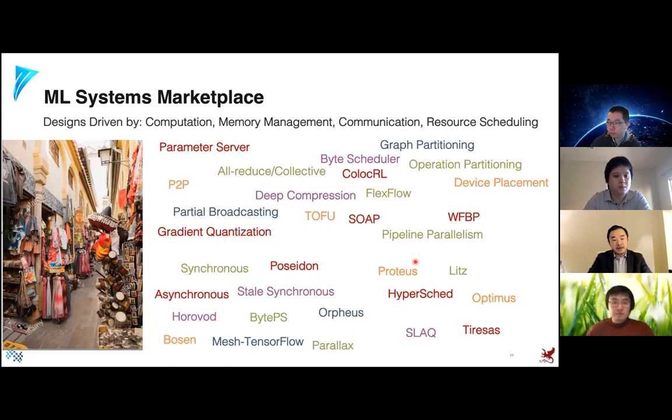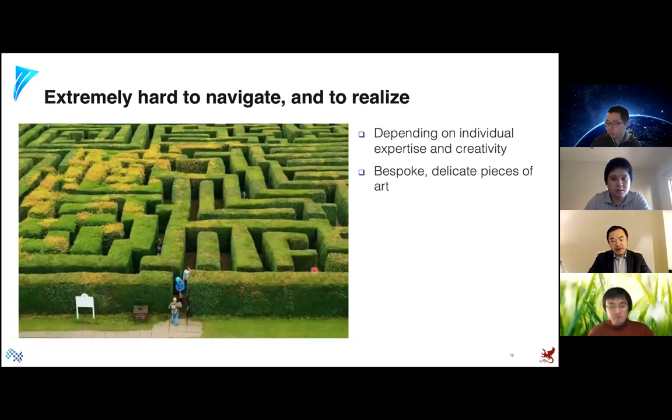Here is a snapshot of what we see as the machine learning marketplace, where you see names like parameter server and gradient quantization, and different types of communication and bridging protocols, and then all these acronyms standing for various designs of specific systems invented for handling a particular type of model or a particular type of data in a particular type of environment. So this is a very complex space for people to understand and to make appropriate choices for the specific problems at hand. Few of these systems are universal in handling more than one or two problems. So it's a maze, very hard for people to navigate.